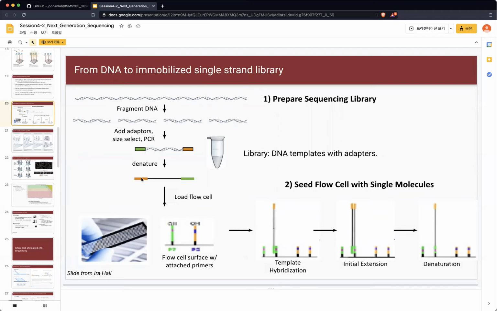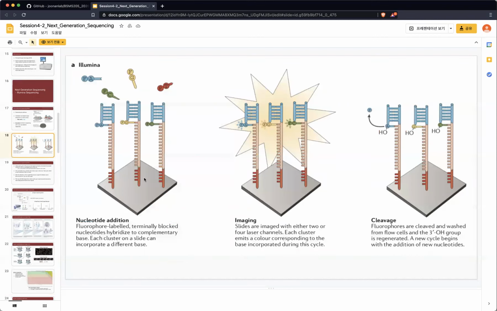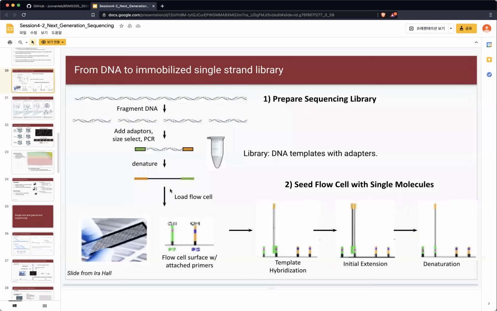Then you denature this double strand library into the single strand. Then you put this library into the flow cells, right? So this is the same concept you see in here, right? Okay, so once you get the library like in here, then you can have two options.